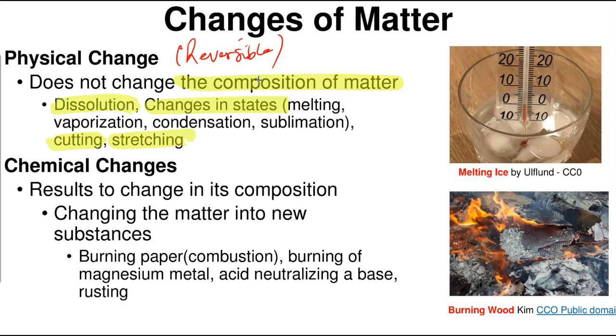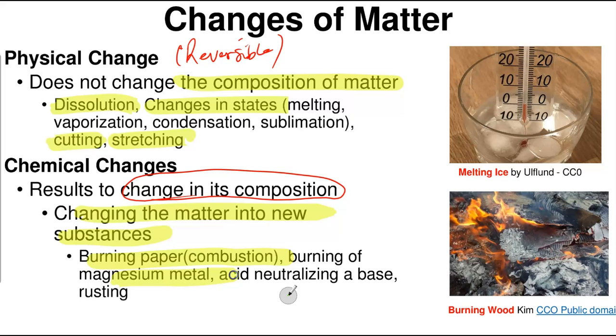What about the chemical changes? These are changes that result in a change in the composition of matter. It changes matter into a new substance altogether. It forms a new substance. A common example is burning of pepper. If you burn a pepper, it turns into ash. That's a different thing altogether. Others are burning of magnesium metal, acid neutralizing a base, rusting of iron, and all the rest of them.